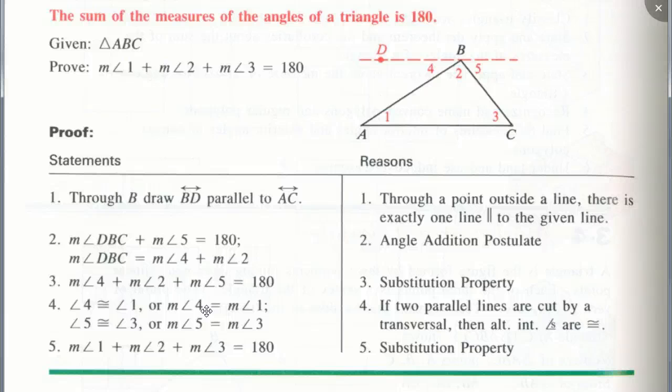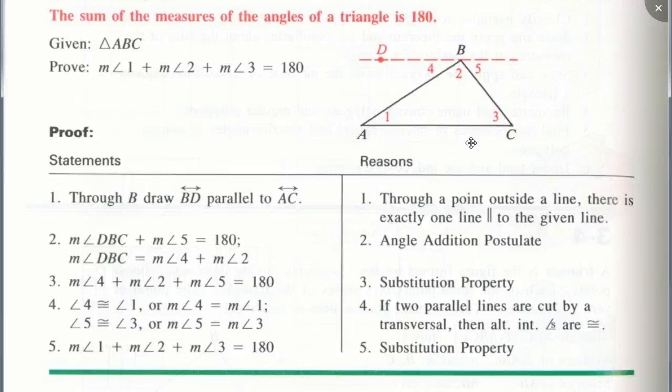But do you understand how we go about proving this? Could you do this by yourself if I ask you to prove why the sum of the angles of a triangle is 180? Yes. You're going to draw this auxiliary line and then add these three angles up. We know that angle 4 is congruent to angle 1, and angle 5 is congruent to angle 3, because if two parallel lines are cut by a transversal, then the alternate interior angles are congruent. Does that make sense? Any question?